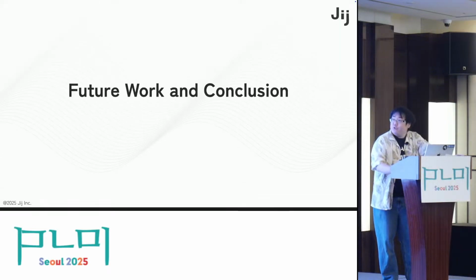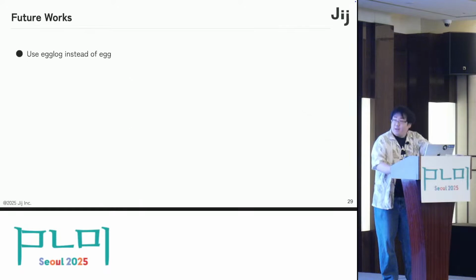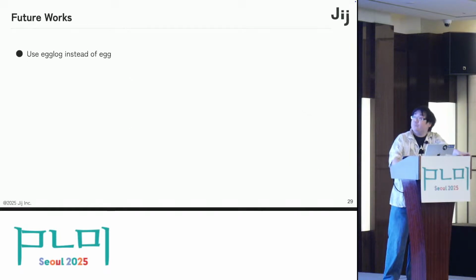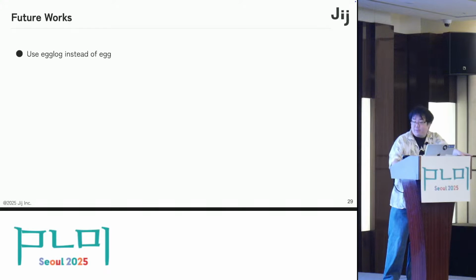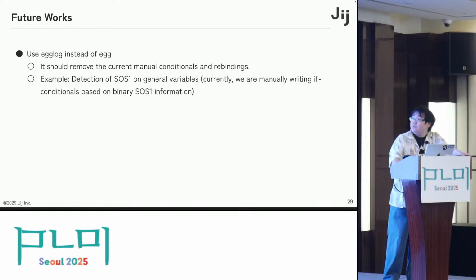Okay, so future work and conclusion. There is much space for future work. We are considering using egglog instead of egg. It should remove the current manual conditionals and the bindings. Detection of SOS1 on general variables involves first detecting SOS1 on binaries and then general non-negatives. Such conditionals can be expressed naturally in egglog, we think.